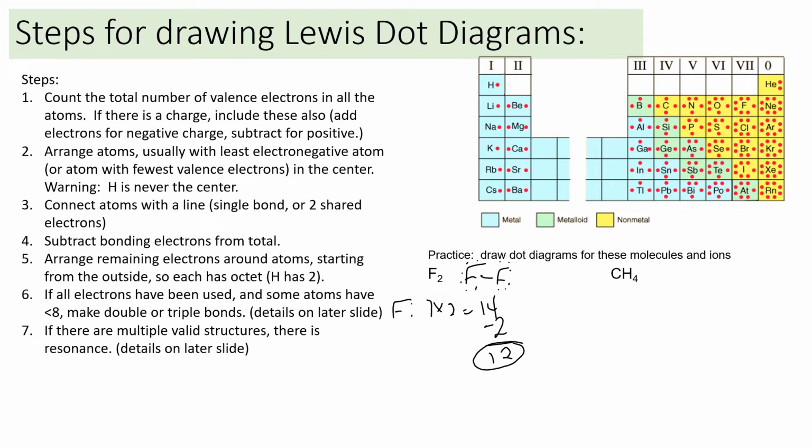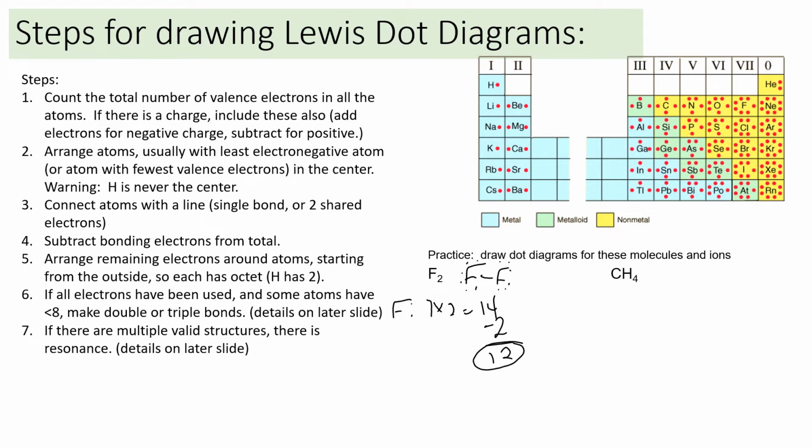And so step 6 doesn't apply here, or does step 7. So that is our Lewis structure for F2. And you can see why fluorine is diatomic. It's so much more stable like that, and all of the halogens are diatomic for the same reason, because they all have those 7 valence electrons.